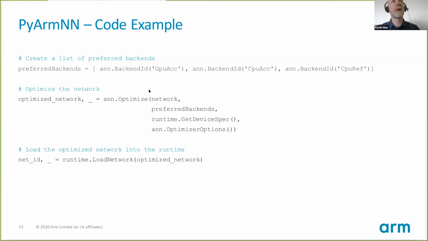You also need a list of preferred backends. So this is the order in which we would prefer these backends to be chosen. And then you pass all of that into an optimize function. So you pass your network, your preferred backends, your runtime, get device spec, and this will get the list of backends that are actually available on the device that you're running. And you also pass in some optimizer options. These are not to be confused with the creation options I talked about in the last slide. These are optimizer options specific for the optimizer, and we'll look at those again later as well. So once you have your optimized network, you can load that into your runtime and get a unique network ID.